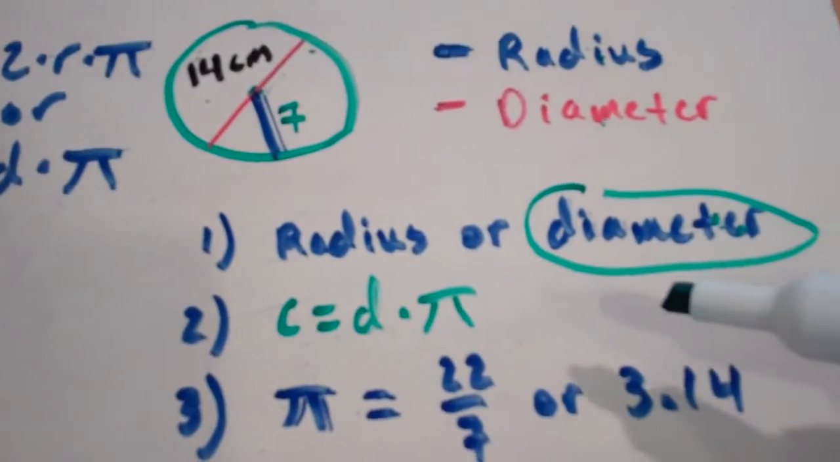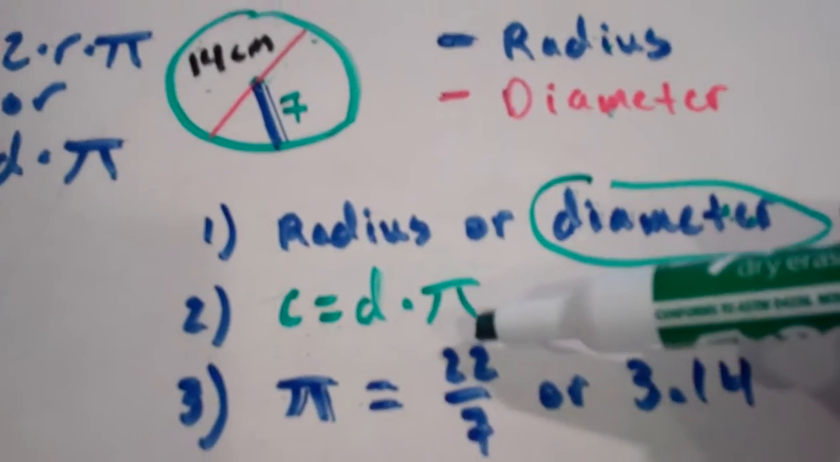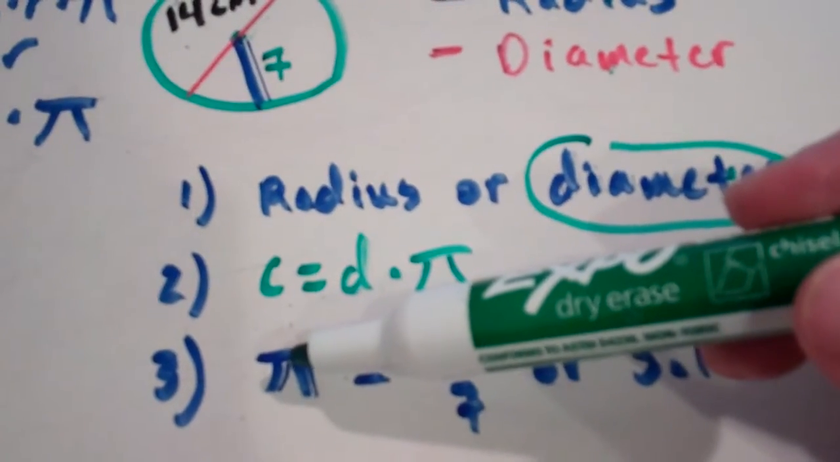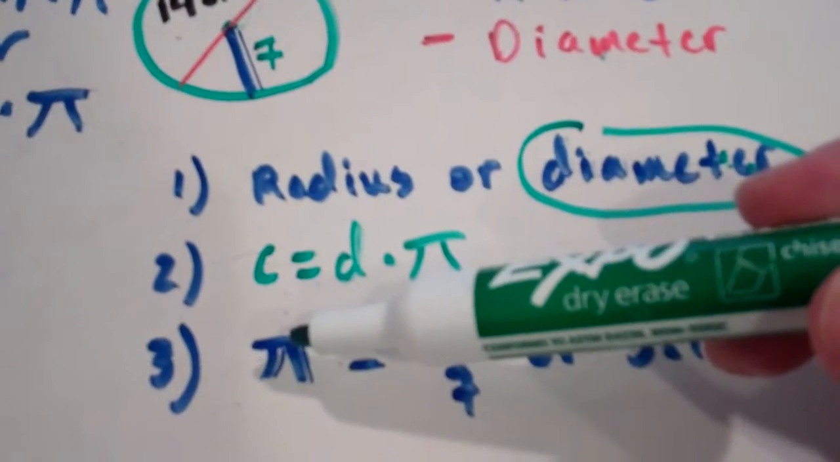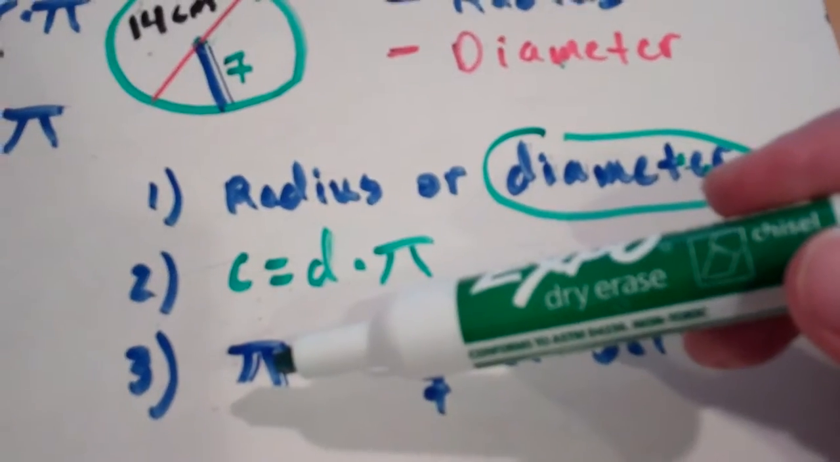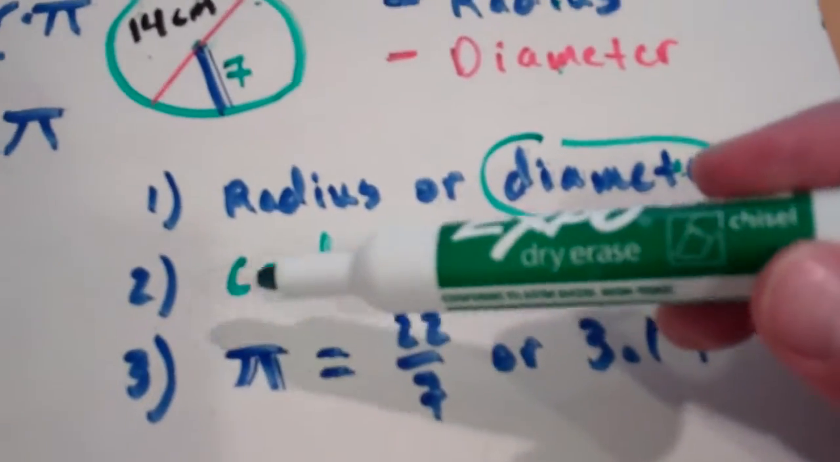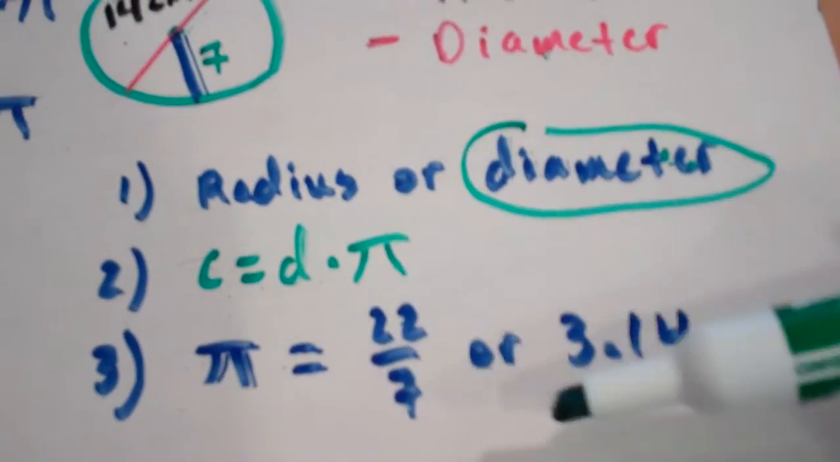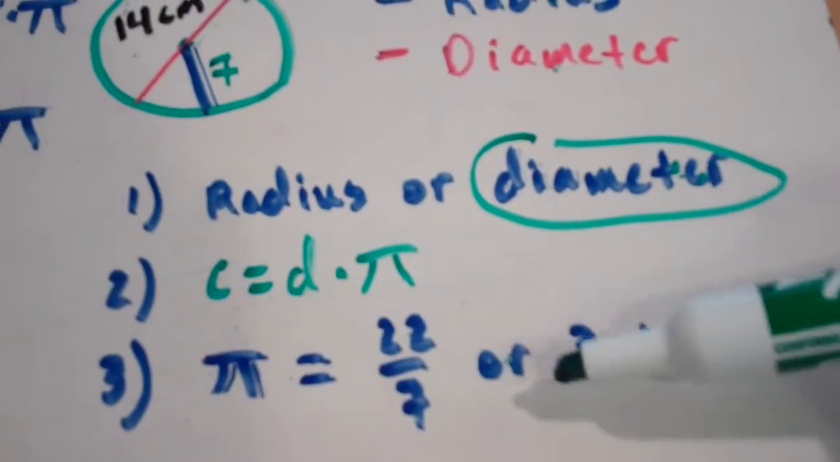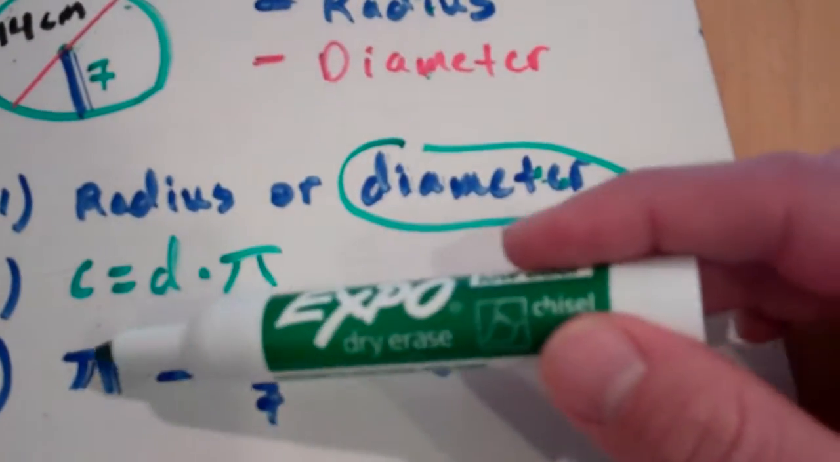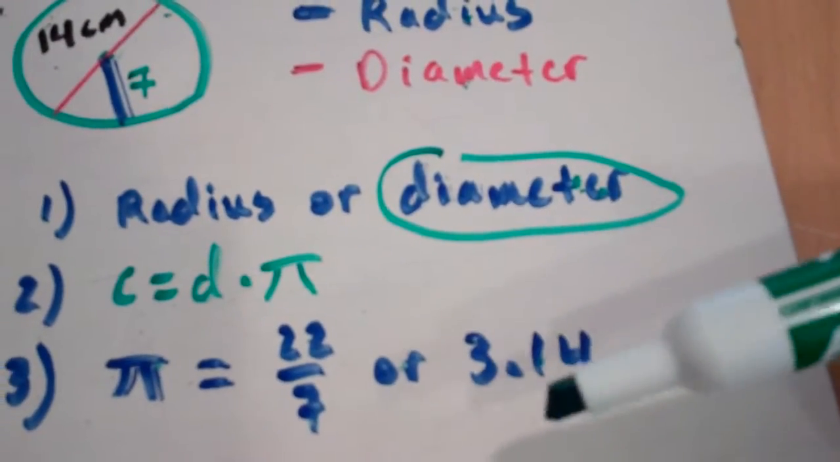The next thing I want to decide is what to use as my estimation of pi. Remember that pi is a number that never ends. It'll never stop. So I can't multiply with a number that never ends. I'll never stop multiplying. So I got to use an estimation. I can either use the fraction 22 over 7 or I can use the decimal 3.14. Both of these are estimations of pi and I need to decide what to use.